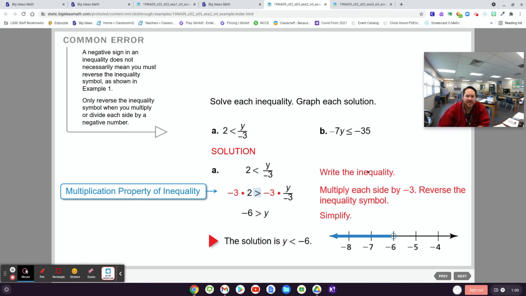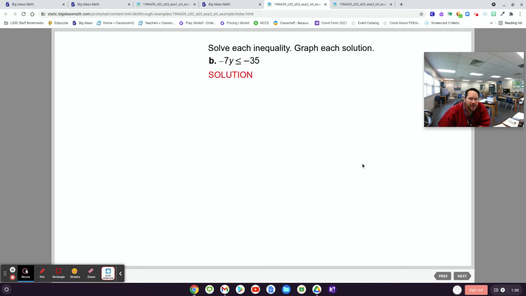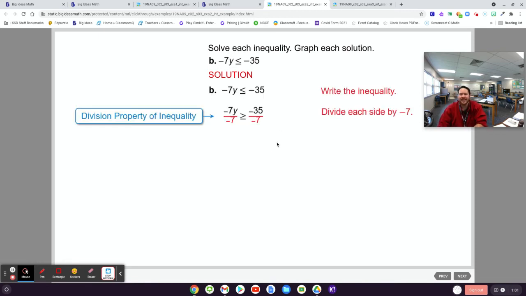Okay, we got one more example here. Negative 7y is less than or equal to negative 35. To solve this, what is a good first step? Yes, you will need to divide by negative 7. And because you're dividing by a negative, you must turn the alligator around. Don't forget to do that. That's the big difference today, is if you divide or multiply by a negative, the alligator got to switch around.